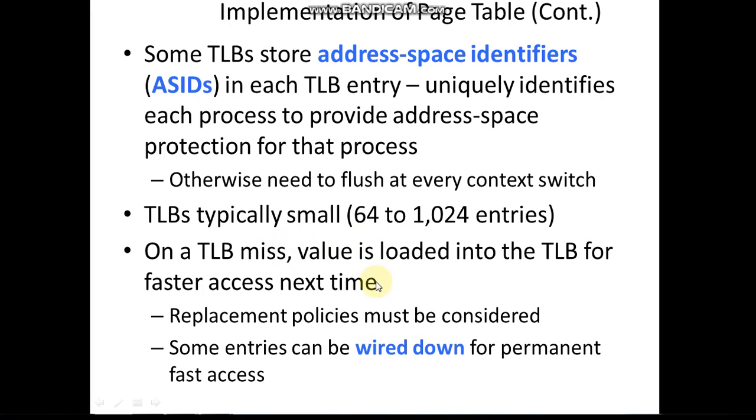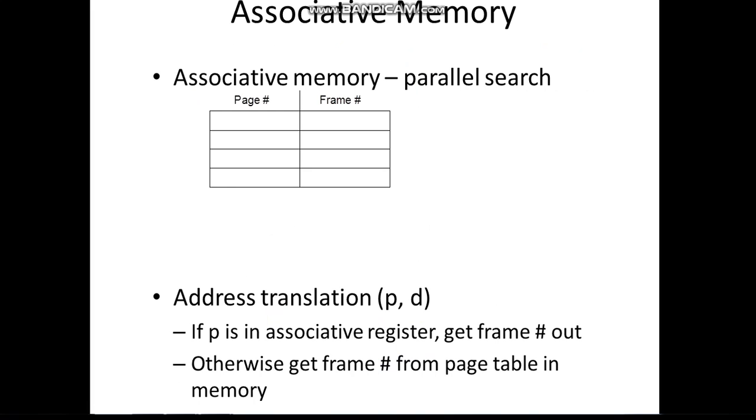On a TLB miss, the value is loaded into the TLB for faster access next time. Here, a miss means it is not present in the TLB, so it is loaded into the TLB on the first access, and repeated access of the same page is available in the TLB. For this we make use of replacement policies, which we will consider further in page replacement policies. In associative memory, the page number and the respective frame number are used. Address translation is done by P in an associative register, and the frame number with a displacement.